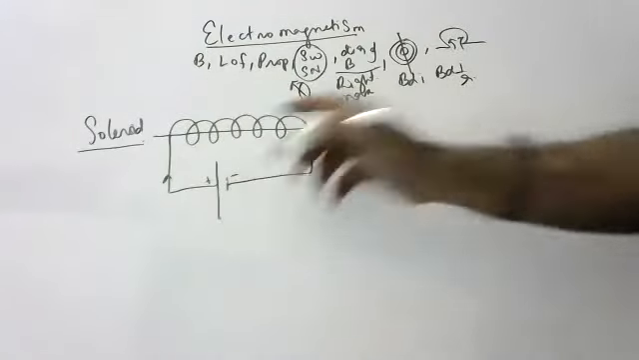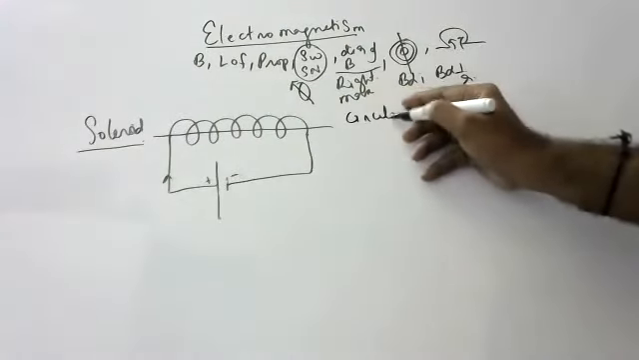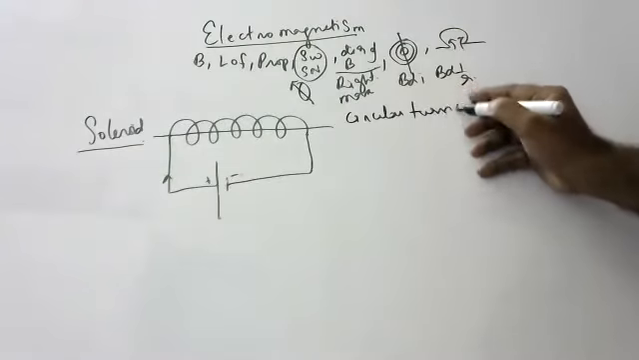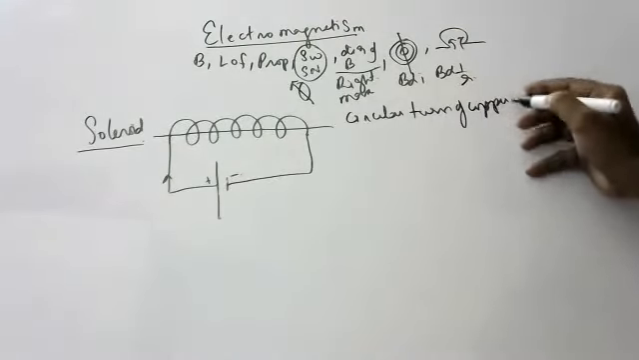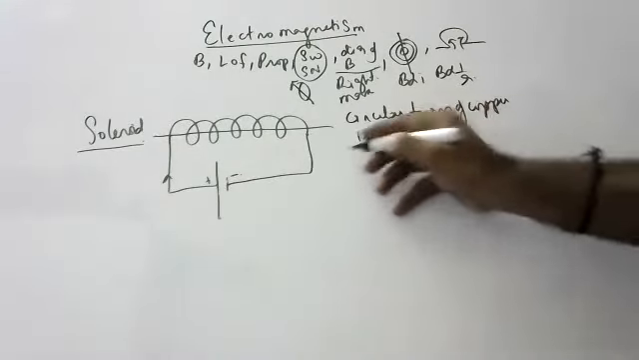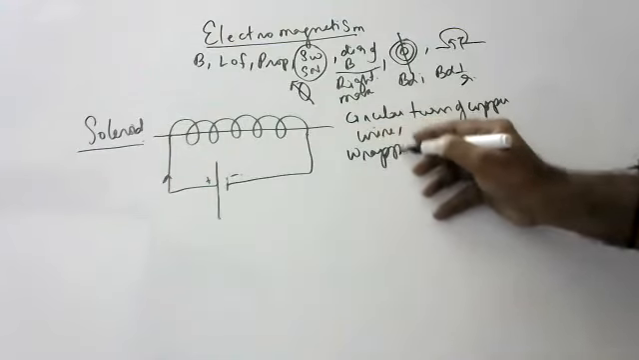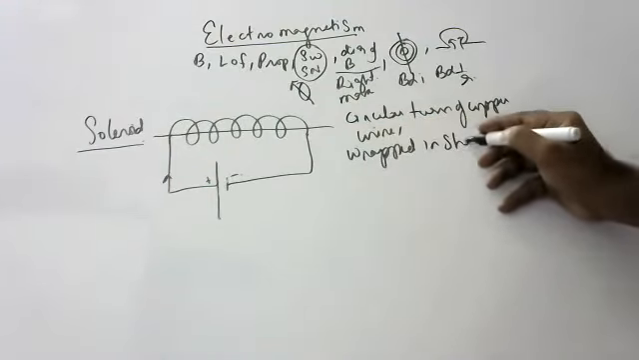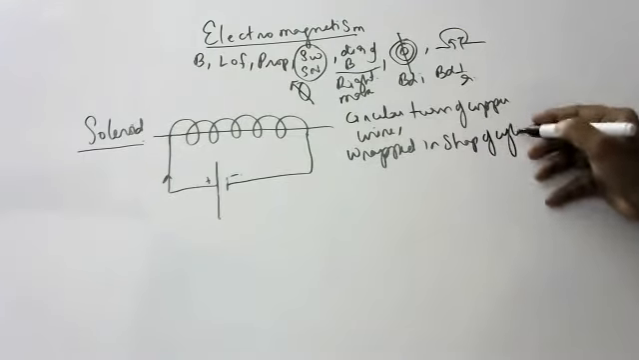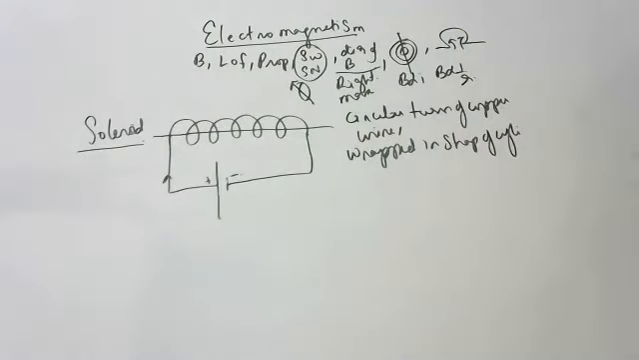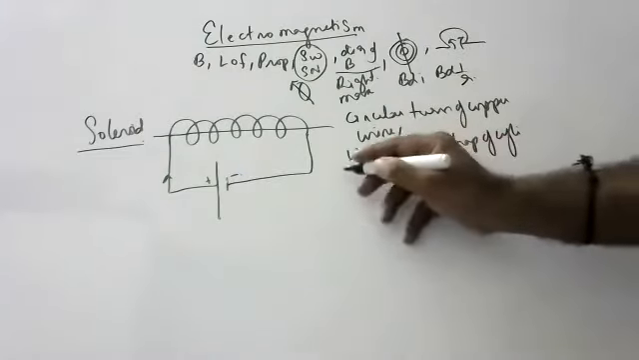A solenoid is circular turns of copper wire wrapped in the shape of a cylinder, children. It is just like that only. In that you keep any object.